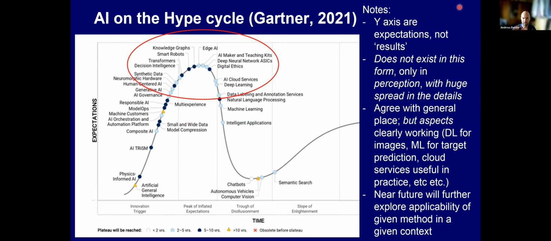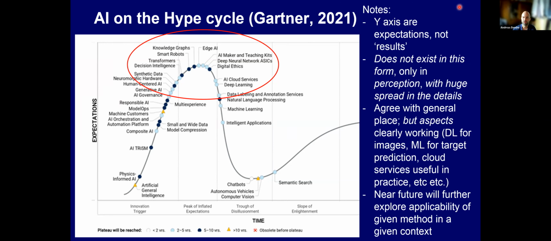I probably agree with the general place where we are right now. It's probably on top, probably slightly going down already, but certain aspects are clearly working. Deep learning for images, for example, machine learning for target prediction, cloud services, AWS or Google Cloud, are tremendously useful in practice as well. If you want to, in 2 weeks or so, you can have something implemented and running, right? 10 years ago or so, you would only have ordered your machines at that stage, or they would have arrived, right? So you can implement very quickly. But generally, I would probably agree with that trend here. But still, there's a huge spread in the details.